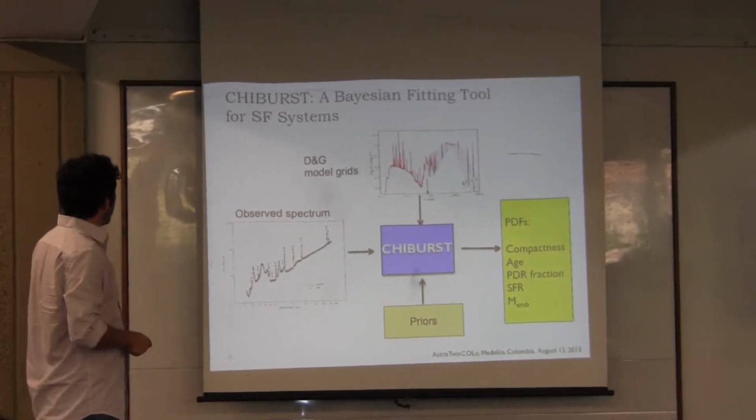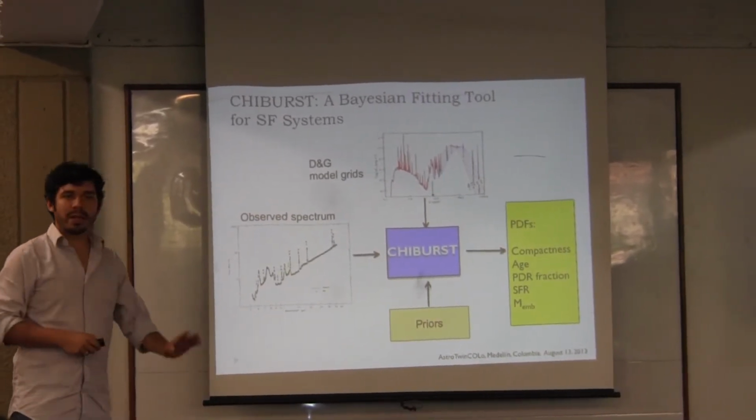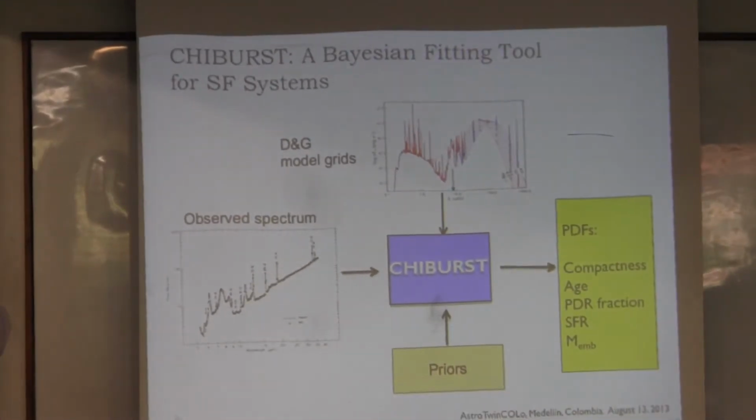So the way we do is we have data, either spectra or photometry from stars or star-forming systems in general. And then you also have the models, the predictions, and you have the priors, and then you put all together in this machine, and then you get out the probability distribution functions for the parameters. So it's going to tell you how likely it is that the parameters of your model have certain probability to be true, given your data. And this is a very cool thing.